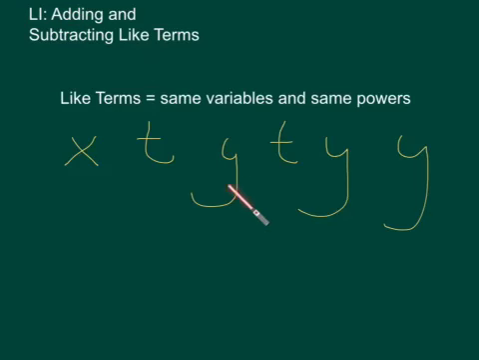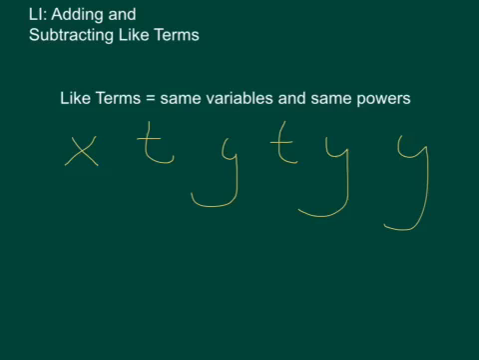Okay, so hopefully by the end of this video we will understand how to add and subtract like terms, and we'll be able to do that confidently. Okay, we've got several letters here, X, T, Y, T, Y, Y. We're going to find out whether these are like terms or not. Now, like term means same variables and same powers, okay? That means, to identify whether something is a like term, they are the same letter, okay? So let's underline all of the same letters.